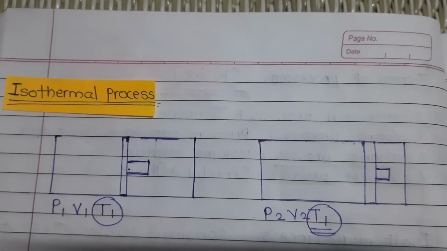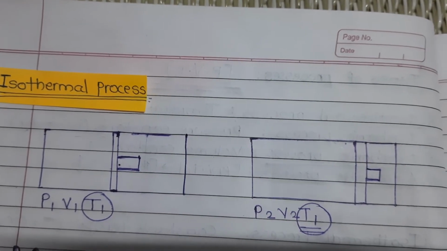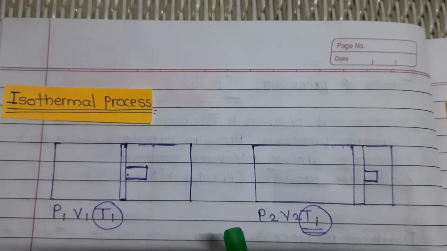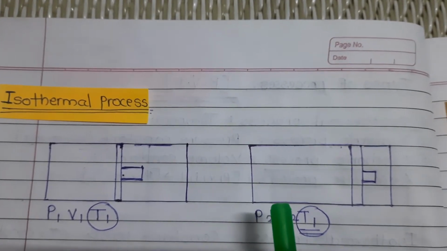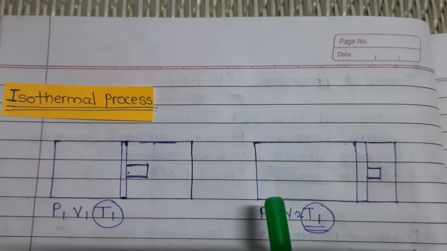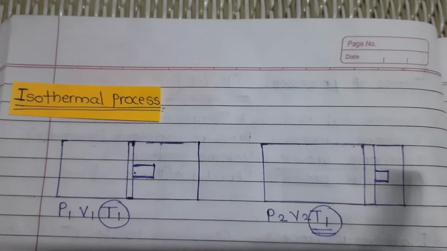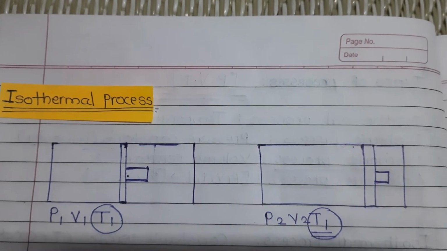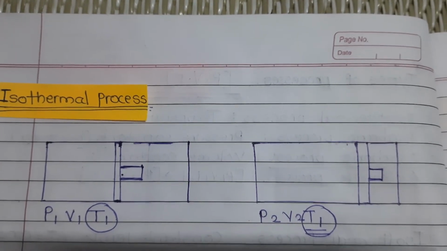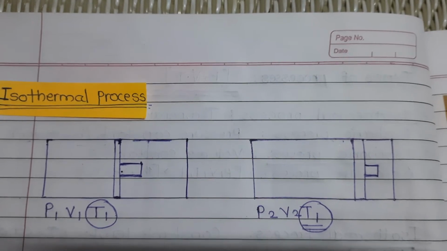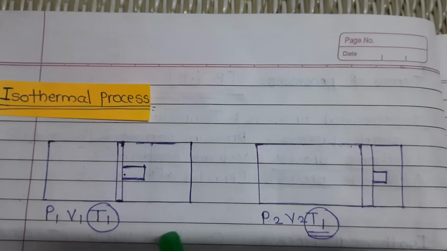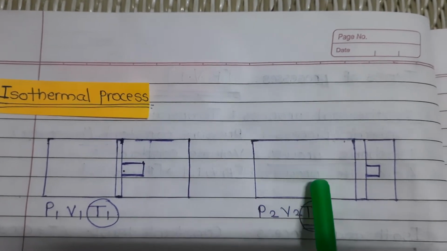Hello friends, in today's video we are going to discuss isothermal process, isobaric process, isochoric process and adiabatic process. We will do a comparison between these four processes because it will be very understandable. First, this is a system.